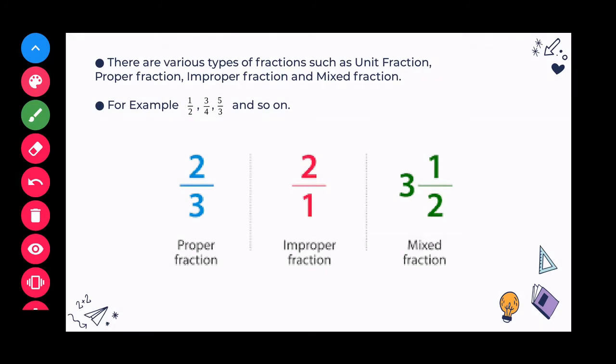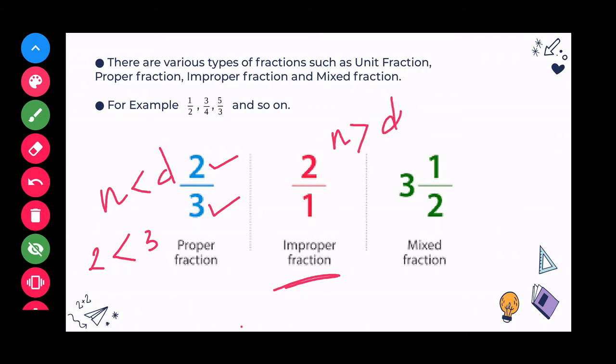We have also seen various types of fractions such as unit fractions, proper fractions, improper fractions, mixed fractions and so on. A unit fraction is a fraction with 1 as the numerator. Proper fractions are those wherein the numerator is smaller than the denominator. Here 2 is the numerator and 3 is the denominator. We can see that the numerator is smaller than the denominator, whereas an improper fraction is the opposite of it. Here the numerator is greater than the denominator. We can see that the numerator 2 is greater than the denominator 1.